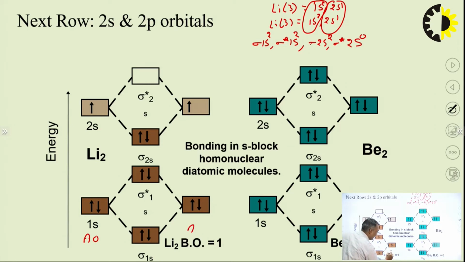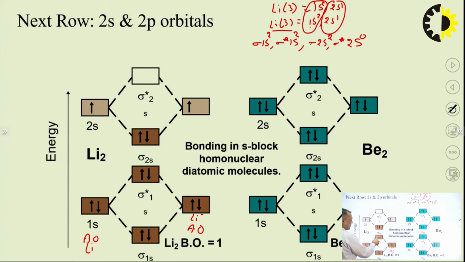This is also the atomic orbital diagram of lithium. This is a lithium atom, and this is also a lithium atom. This is the 1s energy level where 2 electrons are present. Another lithium atom also has a 1s orbital where 2 electrons are present.